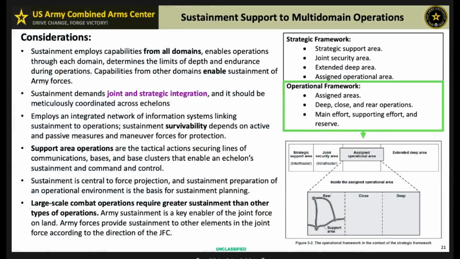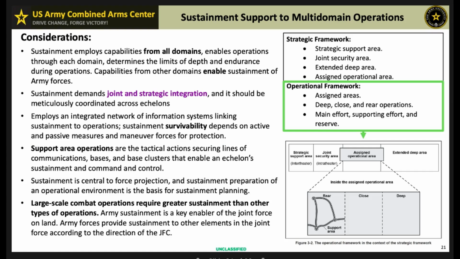Survivability of sustainment operations is critical and requires both active and passive protective measures, as well as the support of maneuver forces. Support area operations secure communications and base clusters, enabling the sustainment and command and control functions necessary for maintaining tempo in deep and close operations.